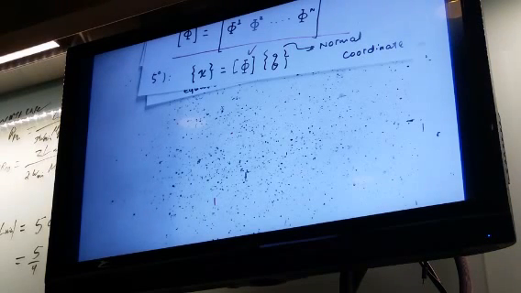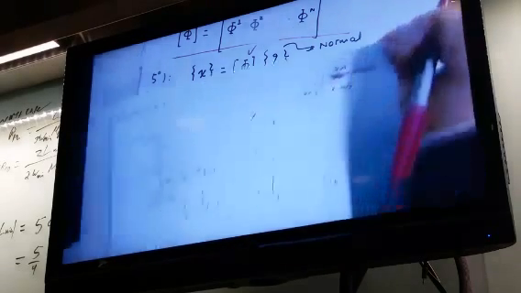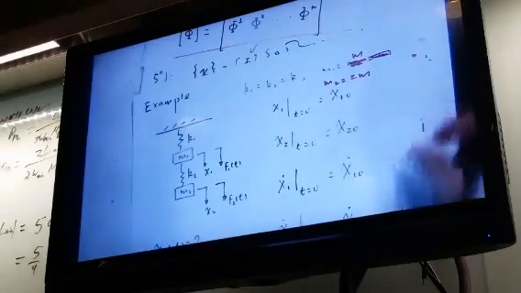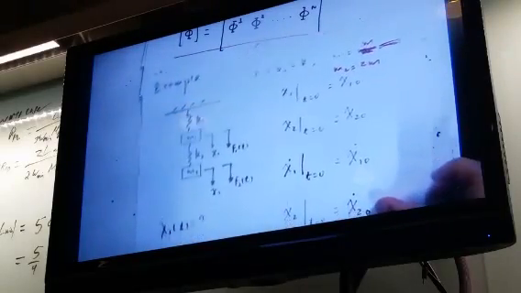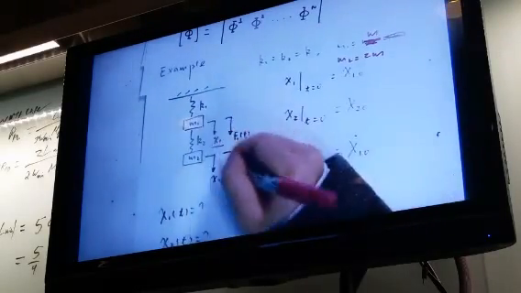Skip this one. So maybe I use this example to show you how to do the transformation. This is the example I used in class. Right? 2 degree of freedom, 2 unknowns, x1, x2.